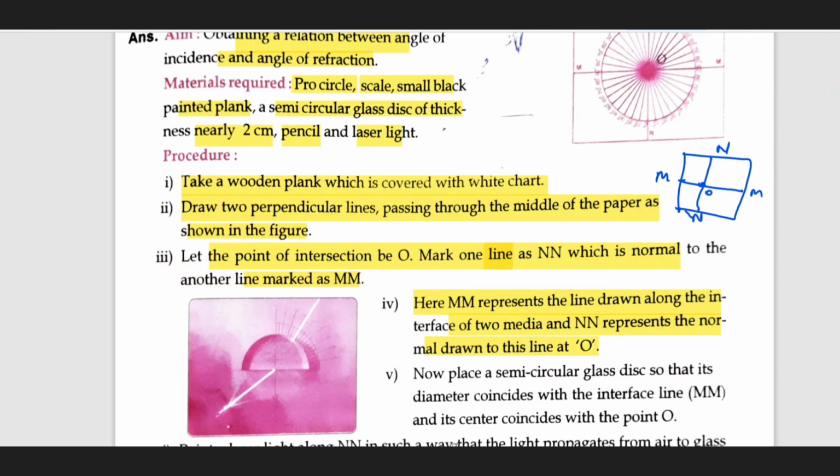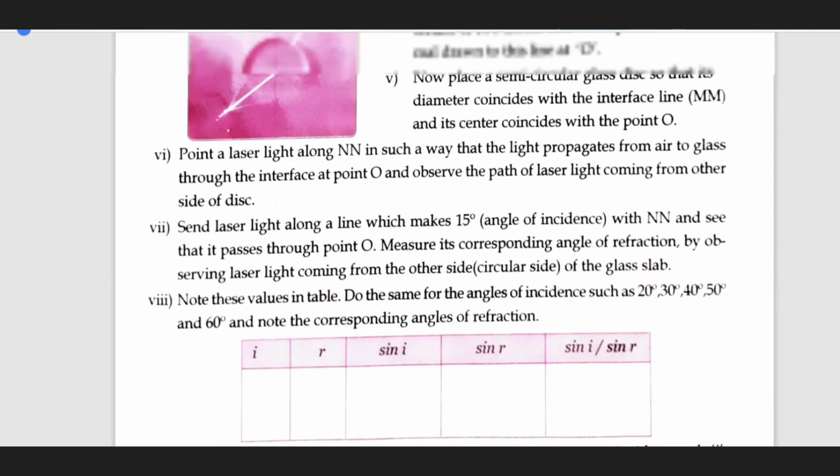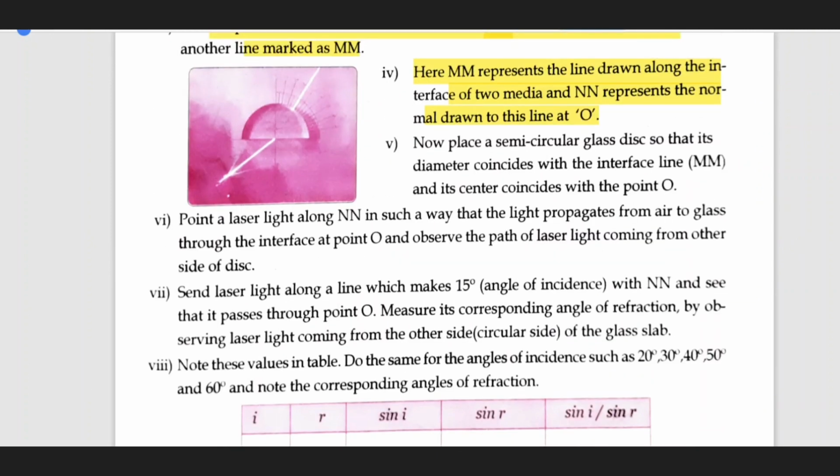Now place a semicircular glass disc so that its diameter coincides with the interface line. So take a semicircular glass slab and place it in such a way that its diameter coincides with the line MM and its center coincides with point O.